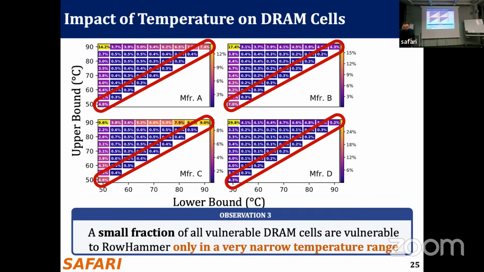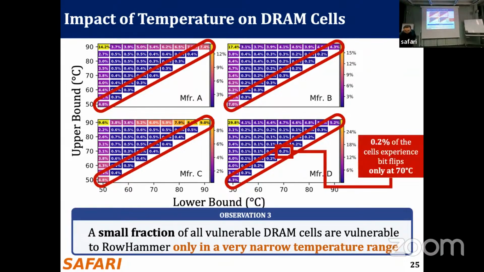When we look at the diagonal, it shows the points that are vulnerable to RowHammer only at that particular temperature. There is an example here: 0.2% of the cells are vulnerable to RowHammer only at 70 degrees Celsius. We do not observe bitflips at 65 or 75 degrees Celsius.